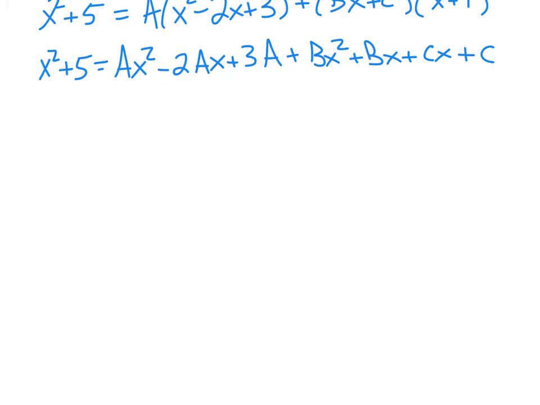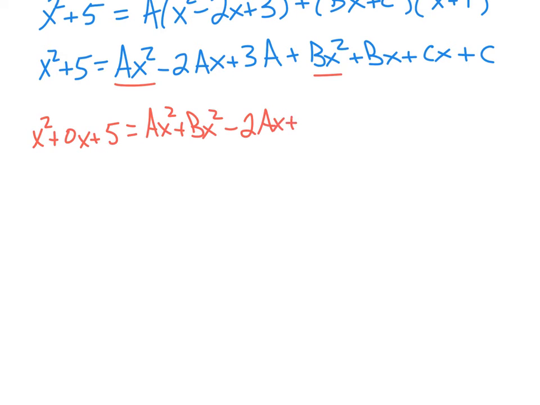And so I'm going to use this idea again from the previous problem. I'm going to add in a 0x here, since we're missing that from this side. And now I'm going to rearrange, right? We have ax squared plus bx squared. So I got these. And now I'm going to do the x's. So now we have negative 2ax plus bx plus cx. And then we're finally just left with a plus 3a plus c.